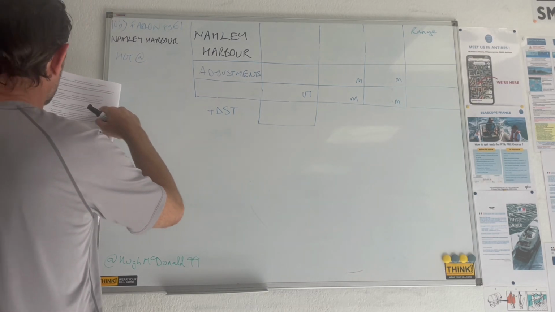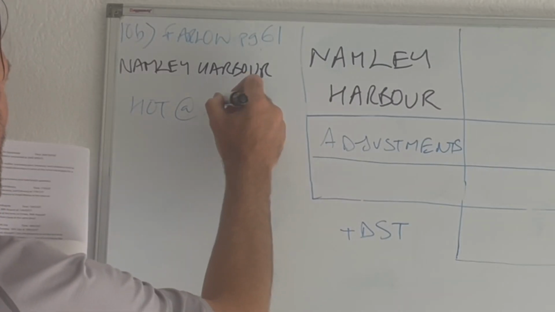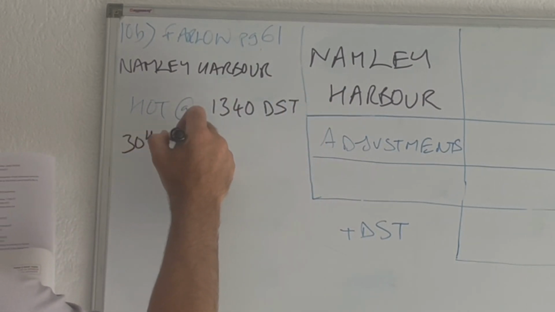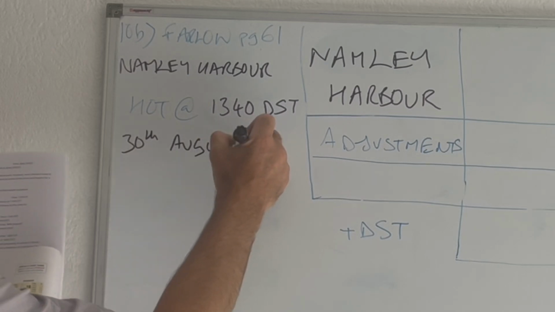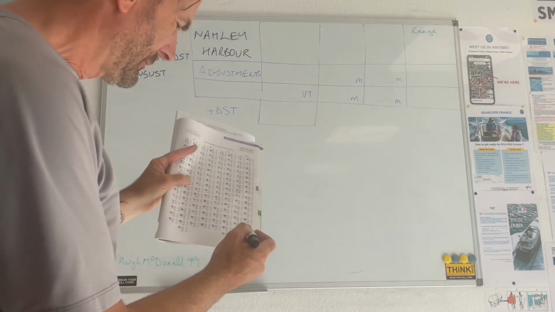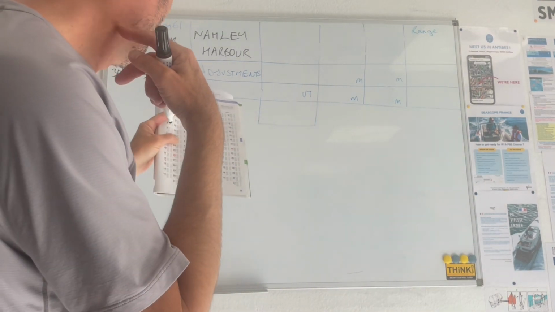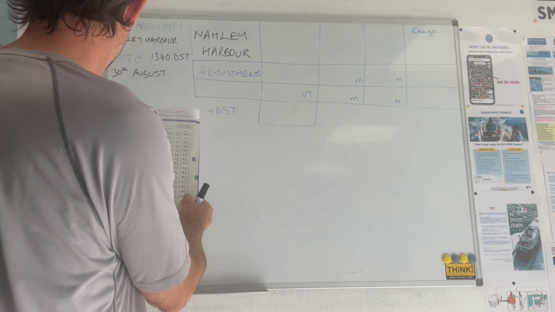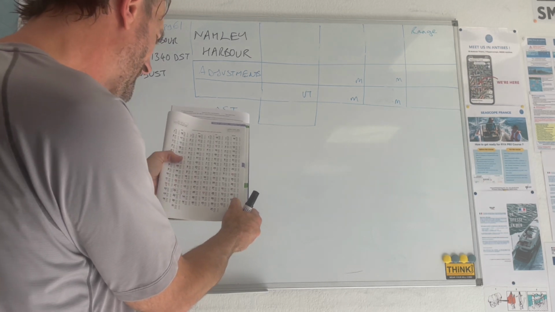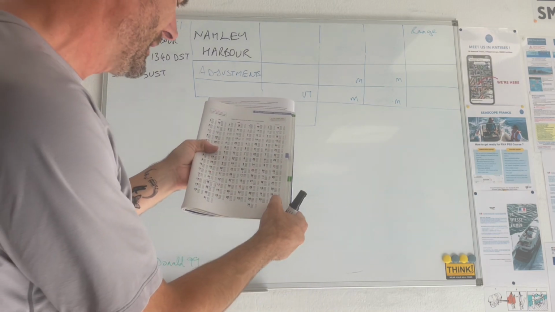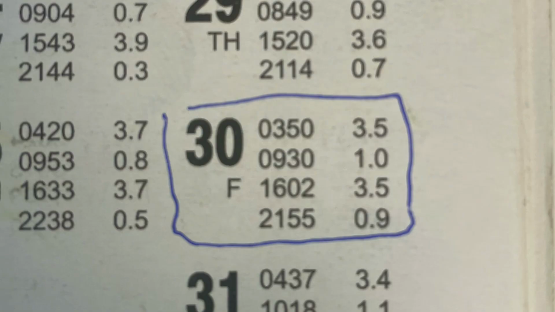Height of tide 1340 DST on the 30th of August. There we go, somebody's put a handy little box around there, which is a good thing to do, just so that you make sure you can quickly find that time again when you're glancing at it. Namley Harbour, 30th of August, height of tide 1340, so I reckon we want the high water there that's marked at 1602 in time zone UT, and we're going to leave it in UT.